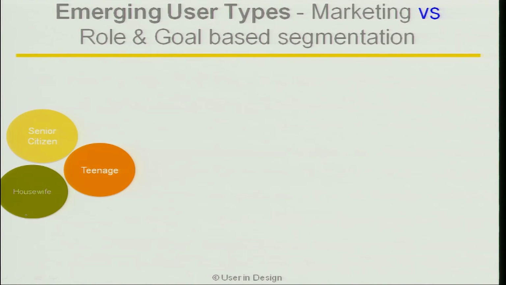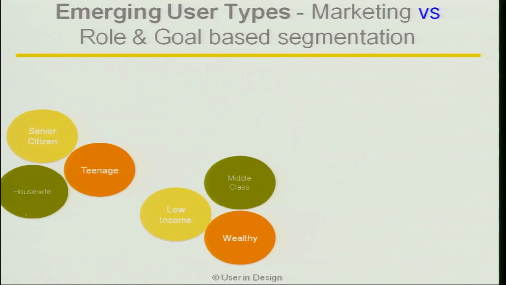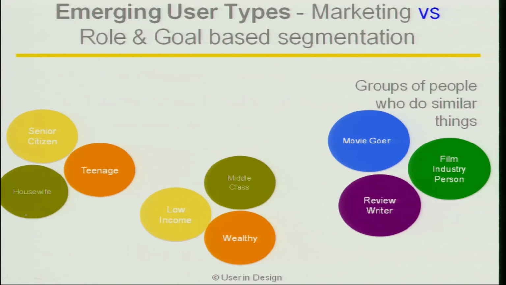So a marketing segmentation might be something like this, where you have a senior citizen, housewife, teenager, or you might have middle class, low income, wealthy. That gives us zero insights for design. Whereas if we have a group like this, when we are studying different kinds of people related to movies, we have moviegoers, people who go to see movies, a film industry person who's a professional in the industry, a review writer who writes movie reviews, right?